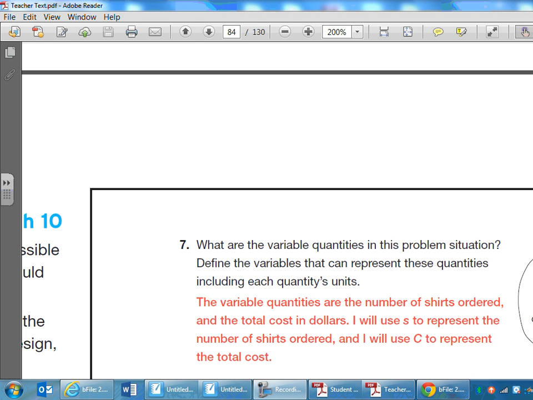Number 7, what are the variable quantities in this problem situation? Define the variable that can represent these quantities, including the quantity units. So the variable quantities are the number of shirts ordered and the total cost. So I'll use S, but before I was using T. This is just what the book used, so you make your own or use something similar. To represent the number of shirts ordered, because I used T for t-shirts, but S is great, and I'll use C to represent the total cost. So you come up with your own variables and put it in a sentence.